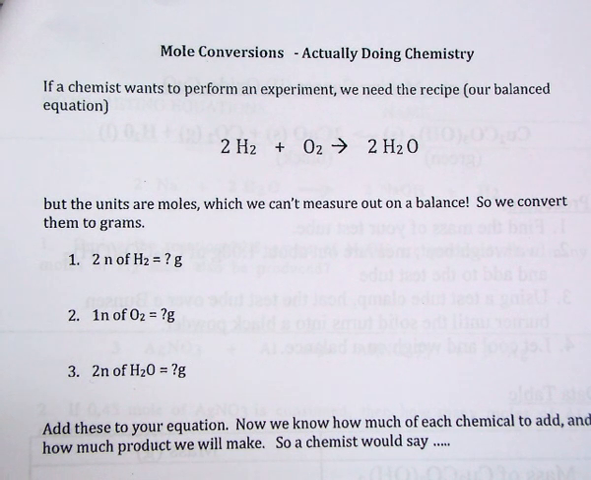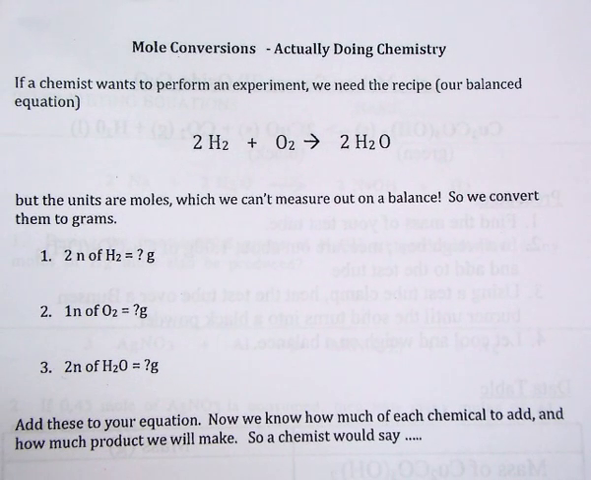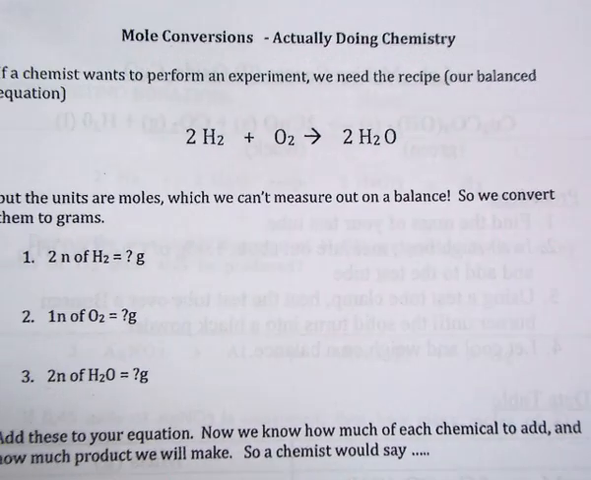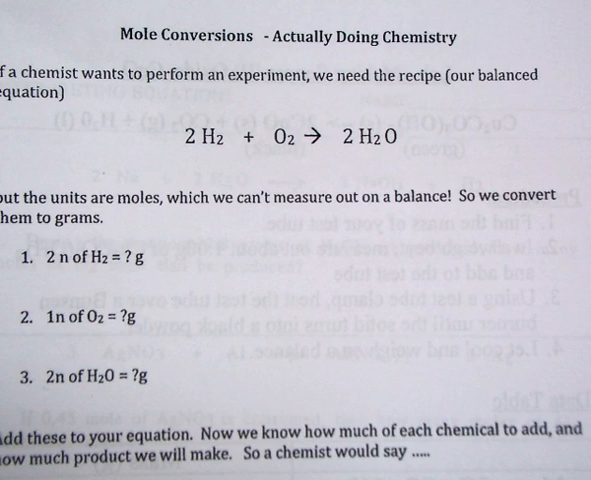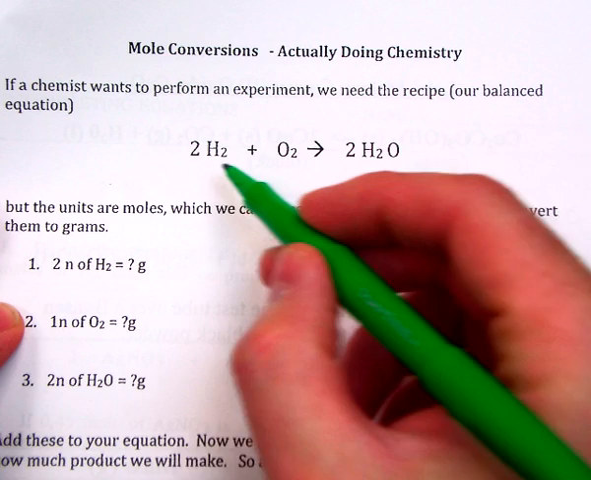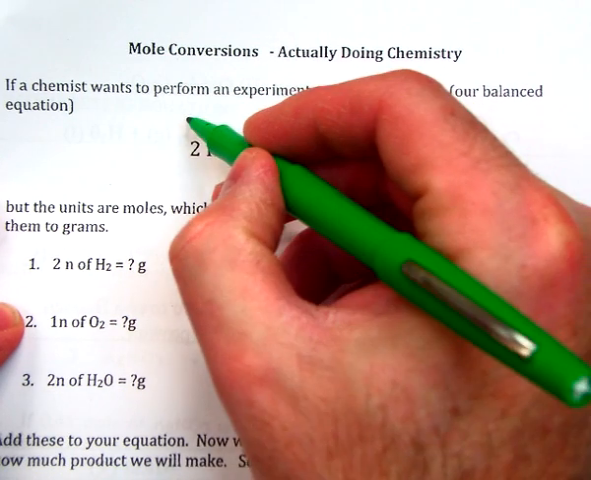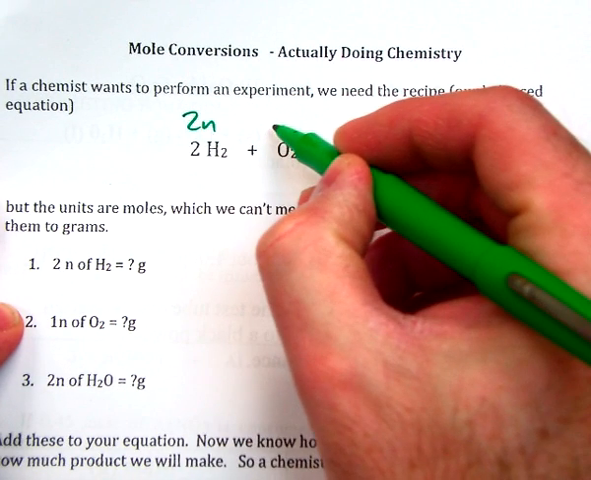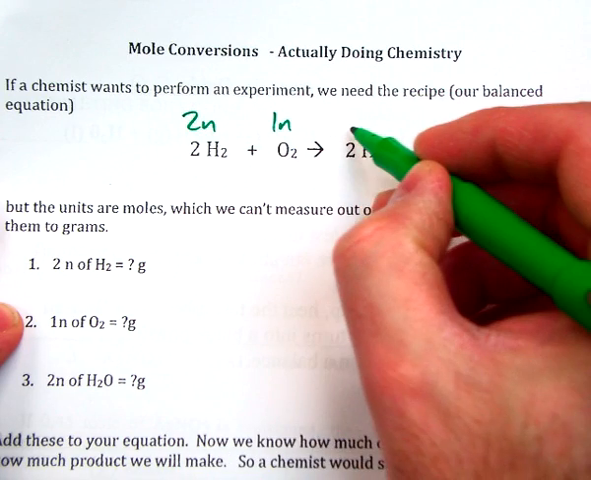Hey everybody, we're going to take a look at putting a lot of ideas together that we've studied so far. If we take a look at this chemical formula, a lot of the units are left off here, which says 2H2, but we want to remember that's 2 moles of H2, and 1 mole of oxygen will make 2 moles of water.